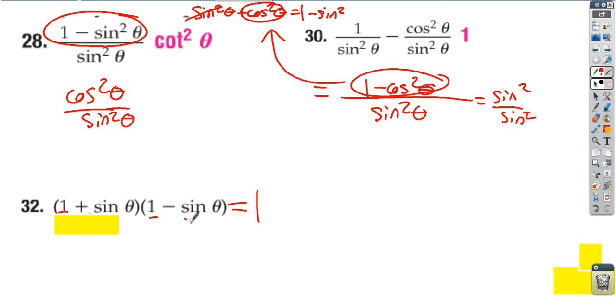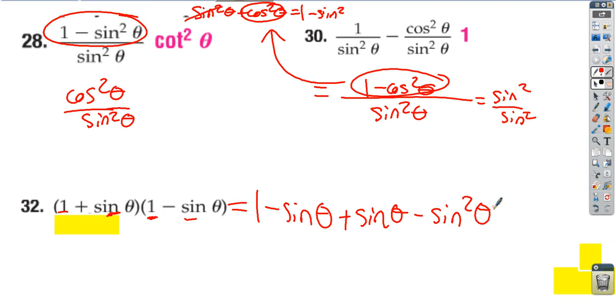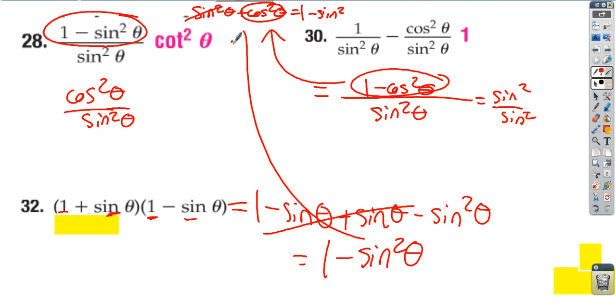1 times negative sine would be negative sine. This is going to be a difference of squares, by the way. 1 plus sine, 1 minus sine, that's a difference of squares. That's going to be plus sine. And then finally, sine times negative sine is negative sine squared. Minus sine and plus sine cancel, so we get 1 minus sine squared. Again, what does that make us think of? It makes us think of this one up here. And we know that 1 minus sine squared, we did that already. That's equal to cosine squared.